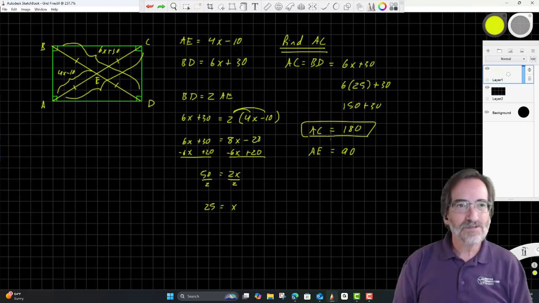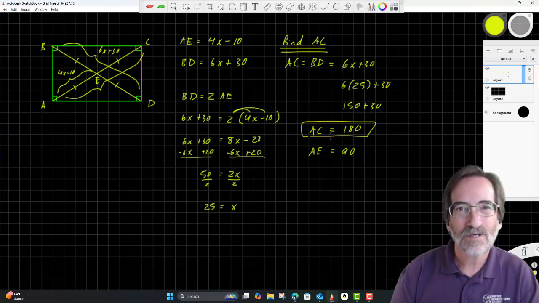All right, so that's kind of how we use these facts. The diagonals of a rectangle are congruent, and if a parallelogram has diagonals that are congruent, it is a rectangle.